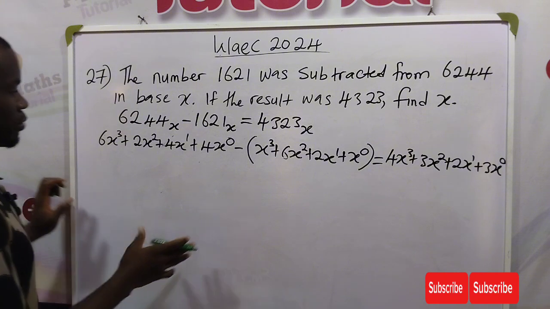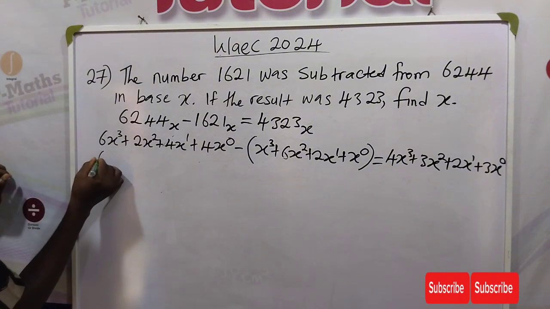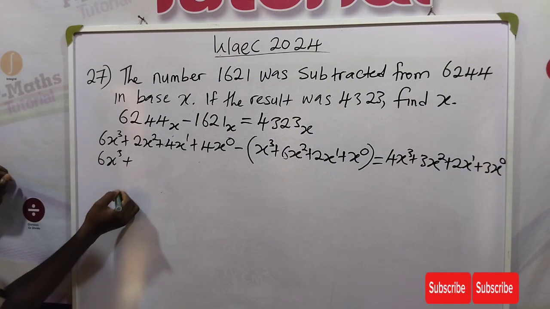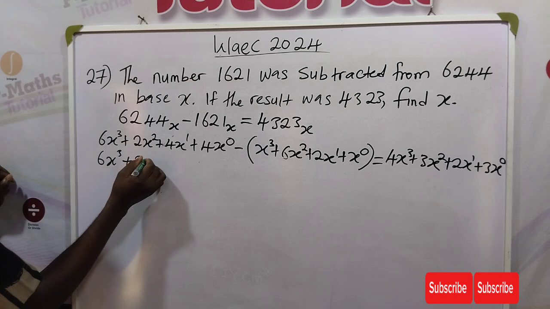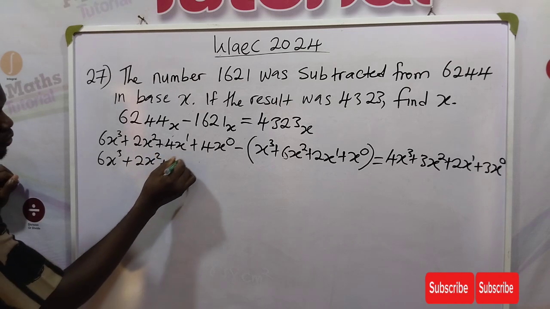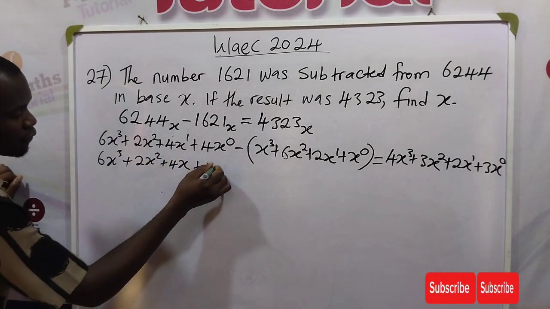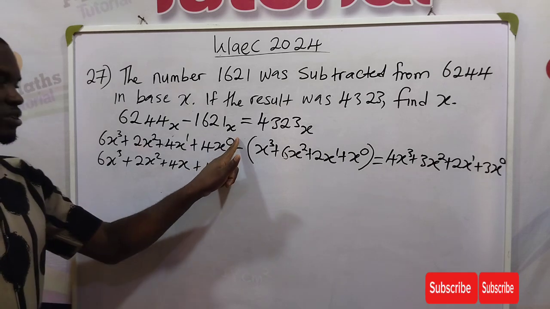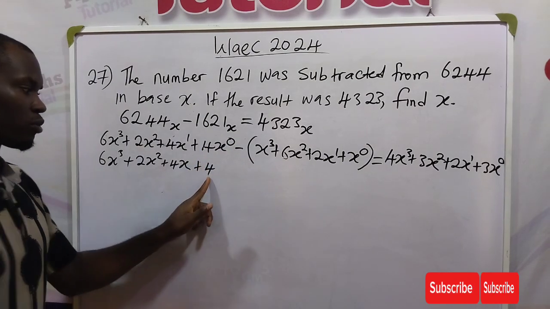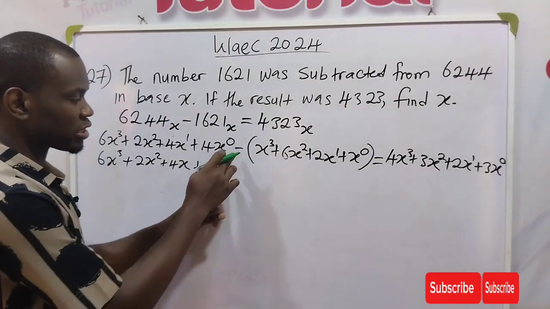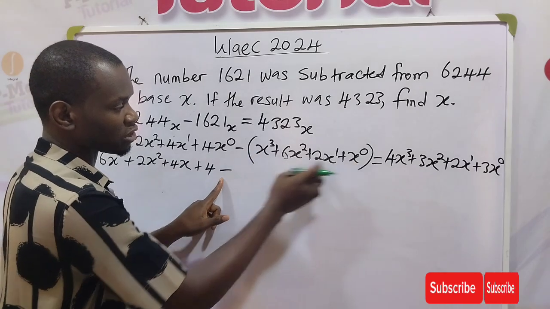Now let's simplify completely. I'll bring down here 6x cubed plus 2x squared plus 4x plus 4. You know, x raised to power 0 is 1. 1 times 4, 4. Then minus, this minus will multiply everything in this bracket.